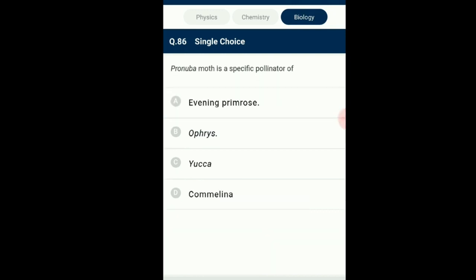86. Pronuba moth is a specific pollinator of. Pronuba moth is a small white moth found in semi-arid habitats where yucca plants grow. This moth lays its eggs, whose larvae feed on the plant seed as a source of food, and in turn the moth pollinates the plant. A mutualism relationship forms between the moth and the plant. This insect does not pollinate any other plant. So the answer is option C, yucca.